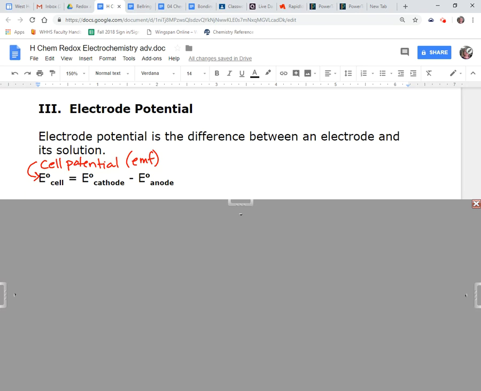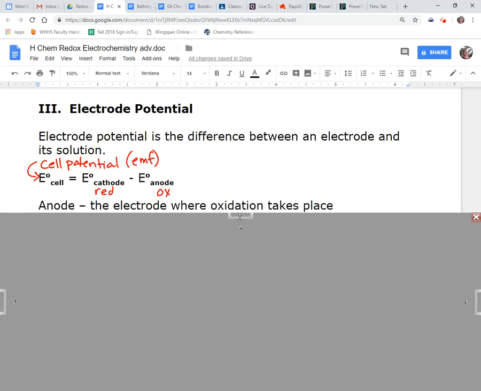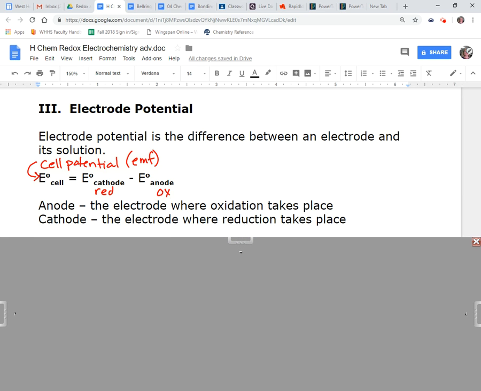And so if we think about it, what process happens at our cathode? Well, that is reduction. And the process that happens at the anode is oxidation. So we could also read it as our cell potential is equal to our reduction potential minus our oxidation potential. Again, that's where I got this information from. Anode is where oxidation takes place. Cathode is where reduction takes place.